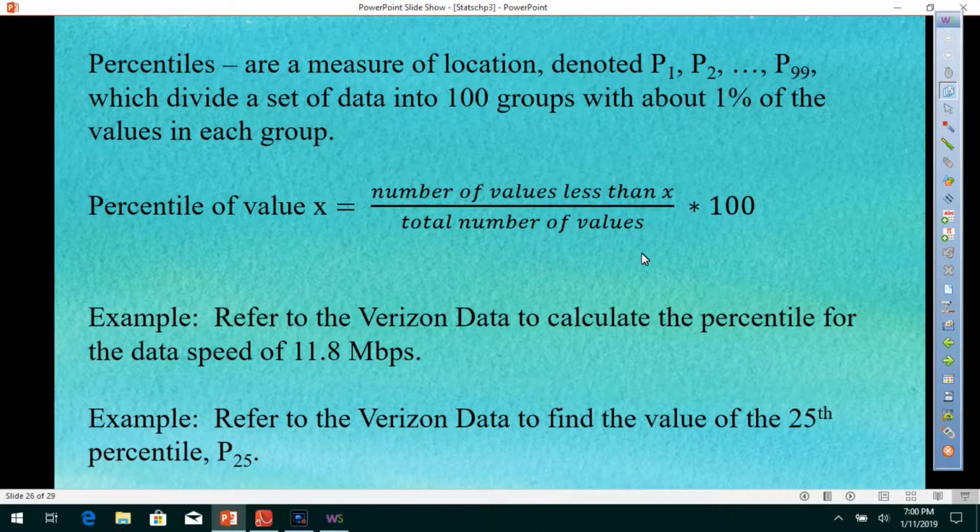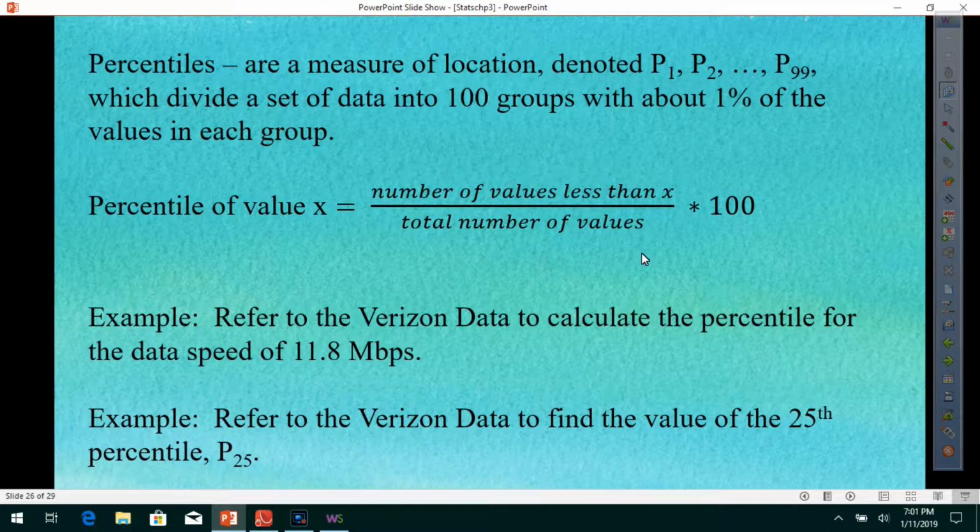Percentiles are a measure of location denoted P sub 1, P sub 2, and so on to P sub 99, which divide a set of data into 100 groups with about 1% of the values in each group. The formula: the percentile value of x equals the number of values less than x divided by the total number of values, times 100.